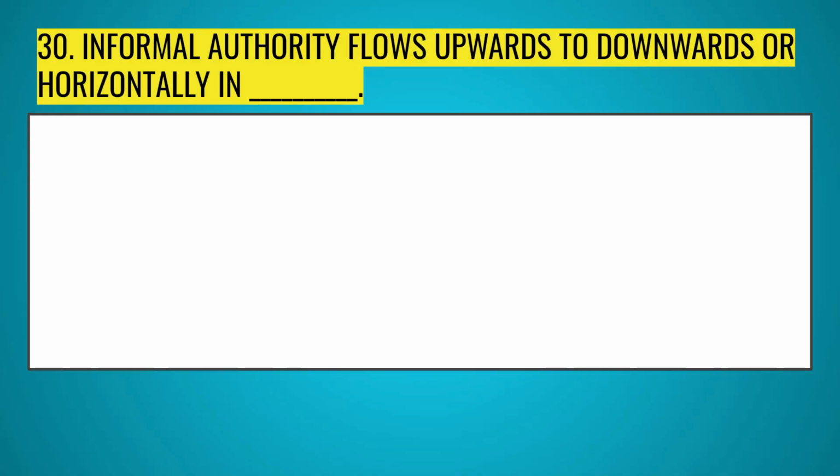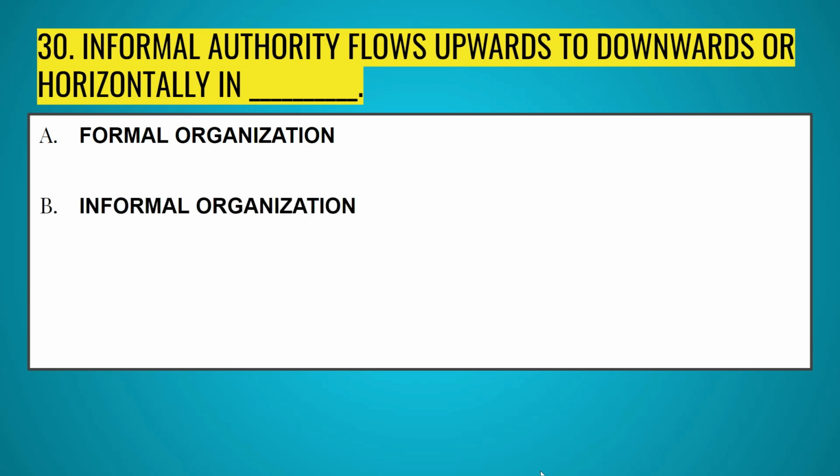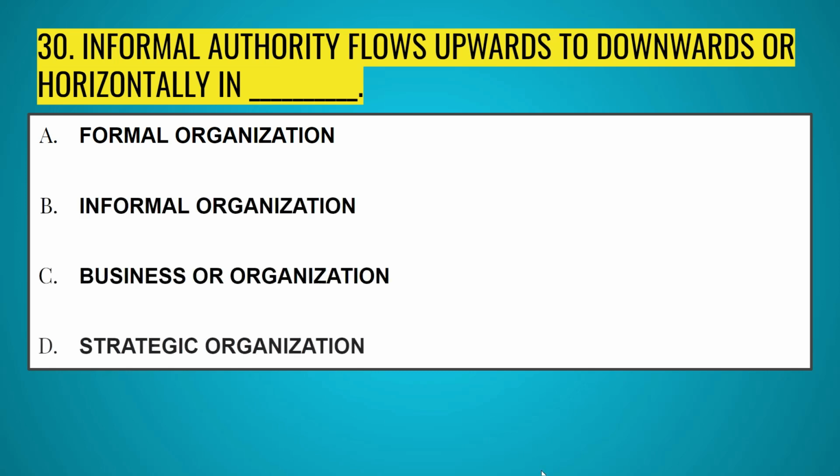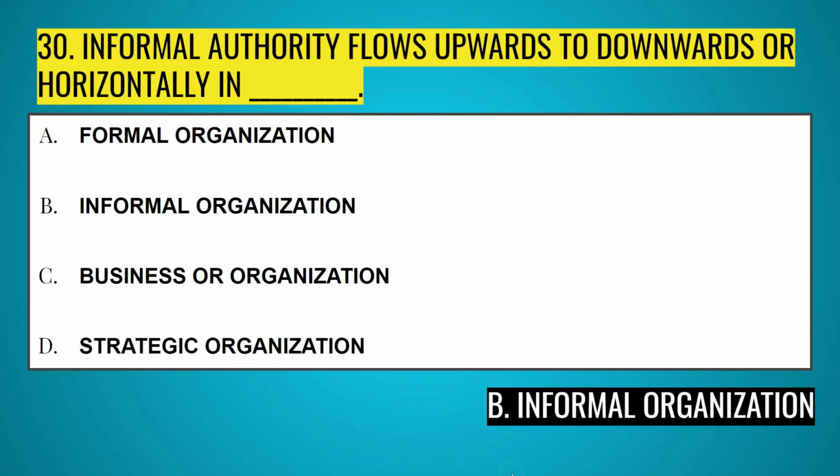30. Informal authority flows upwards, downwards, or horizontally in dash. A. Formal organization. B. Informal organization. C. Business or organization. D. Strategic organization. The answer is option B. Informal organization.